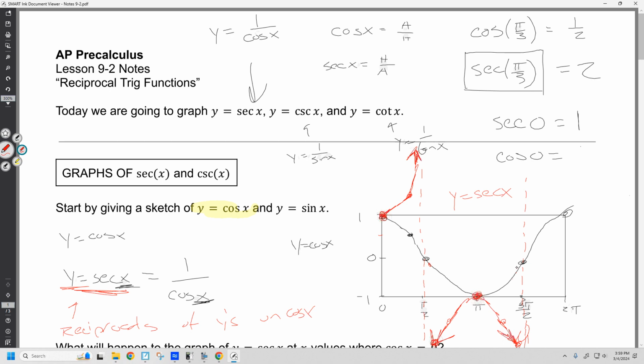Take this y value, which is below 0, flip it. It becomes a very large negative value. Take this y value of 1 and flip it. It stays 1. Take this y value, which is very close to 0, but it's positive, and flip it. And it becomes a very large positive value.